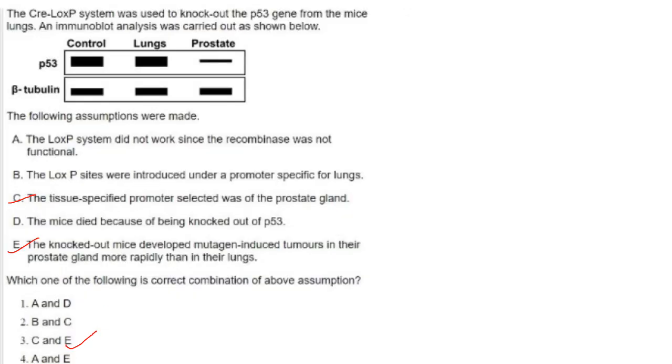Then the Cre-Lox system was used to knock out the p53 gene from the mice lung. So if you knock out p53, then the mice can develop cancer. An immunoblot analysis was carried out as shown below. The following assumptions were made. Choose the correct combination of the above assumptions. The Lox-P system did not work since the recombinase was not functional. You cannot say that because it has worked in prostate but not in the lungs.